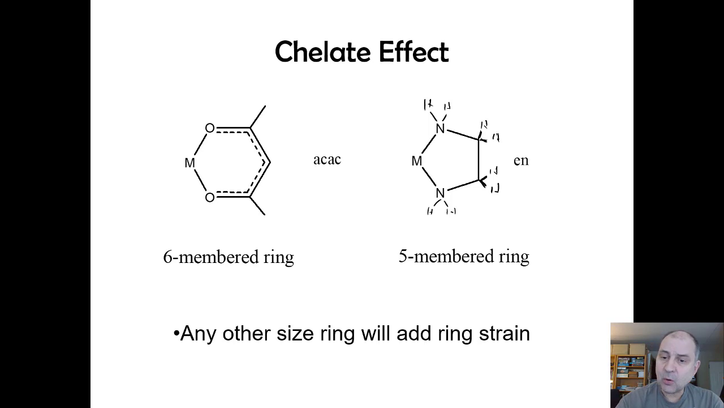Okay, so anything larger and smaller might add some ring strain, and so you may not be able to make a 3-membered ring like a carboxylate. It depends on other factors, not just entropy.